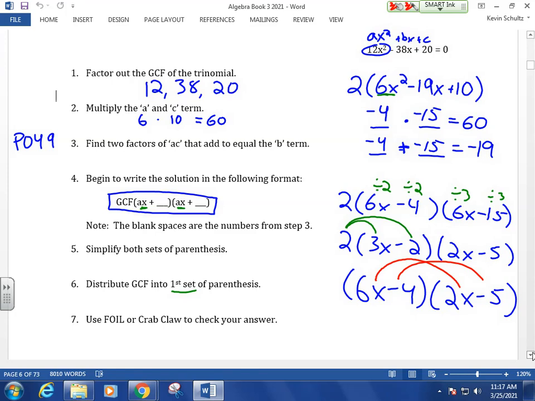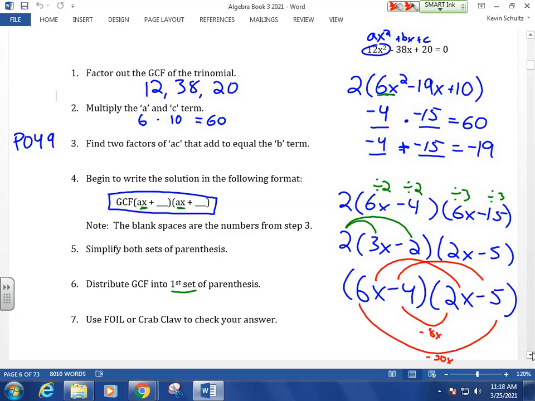But where you really got to pay close attention here is with your inside, outside of FOIL. We've got -8x here, -30x here, which combine to give us -38x in our original expression. So all is good. Okay.